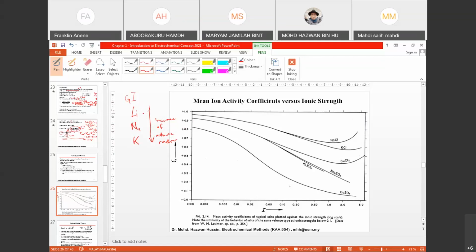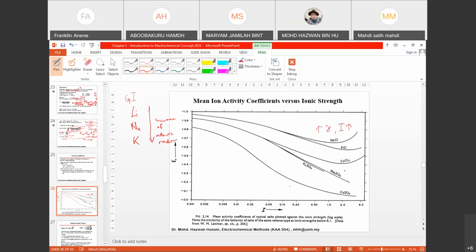Because normally, the smaller the size of the atoms, the greater the ionic strength may be. So if you notice between sodium and potassium, chloride is the common ion. You'll see that sodium chloride has a higher ionic activity coefficient, and the ionic strength is also higher compared to potassium chloride.